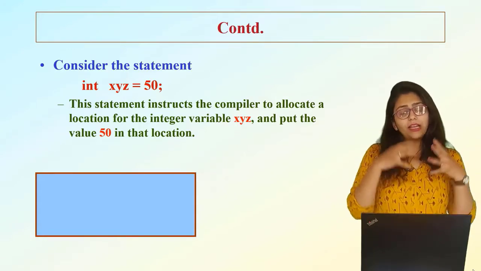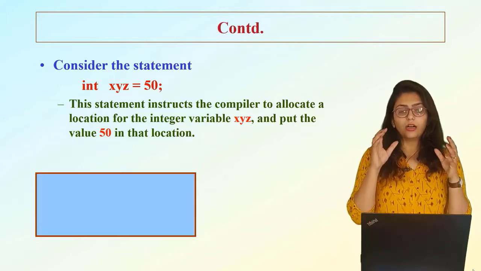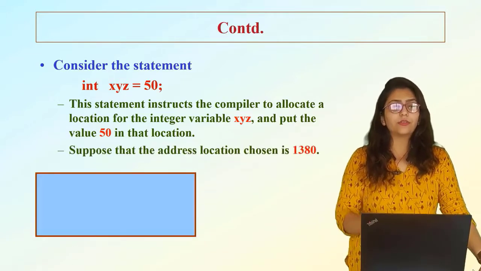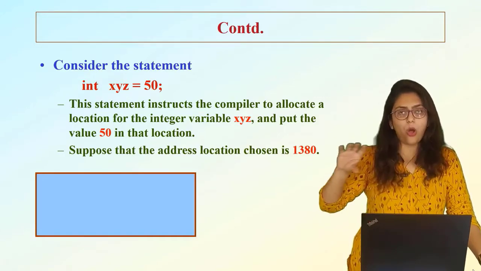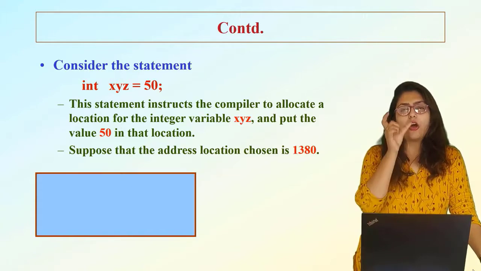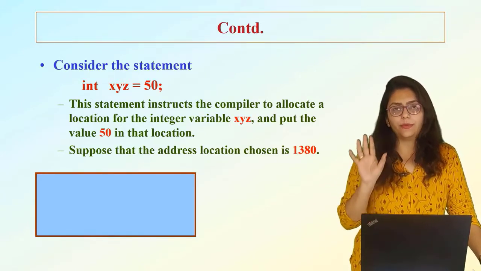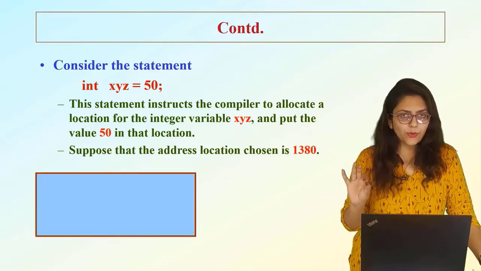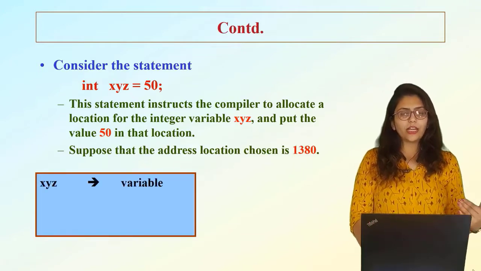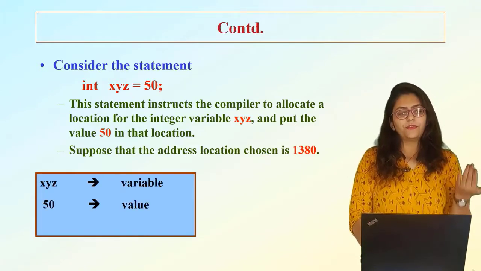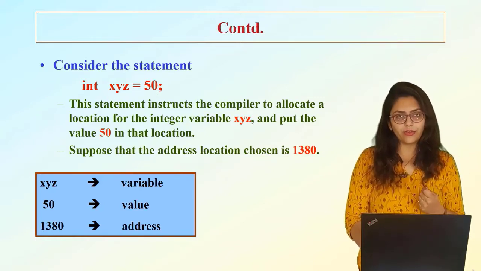Now we are assuming that suppose this xyz is allocated some particular address, say 1380. This is not a realistic address. An address must be a very long number, but assume that at memory location 1380 in my memory, xyz is saved, right? So it is labeled as xyz and it has the value 50 in it, right? So what can you say? xyz is a variable, 50 is the value, and 1380 is the address of that variable.